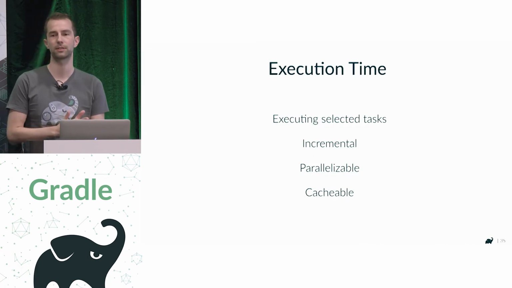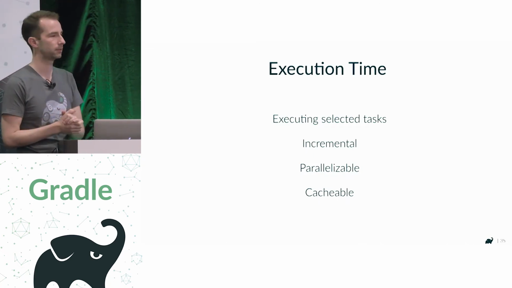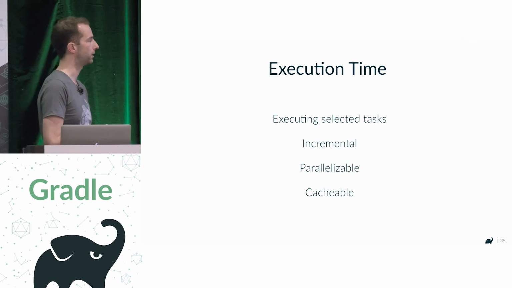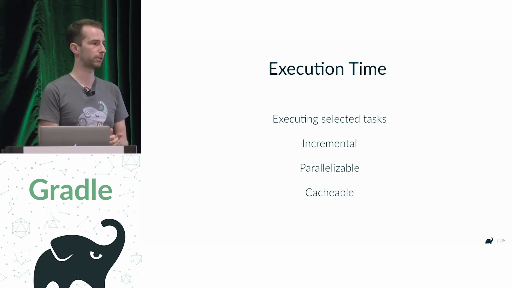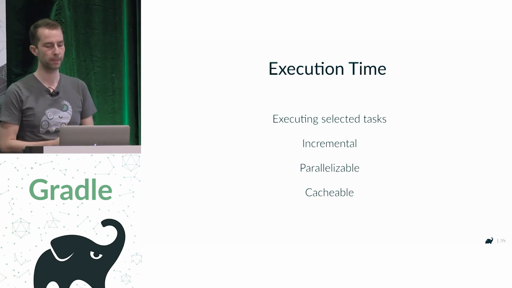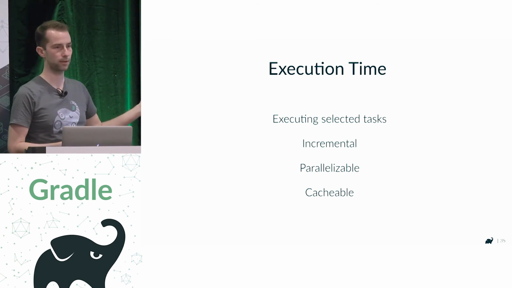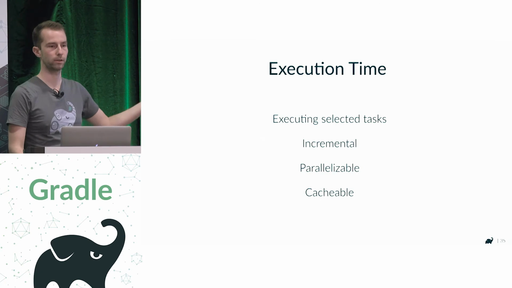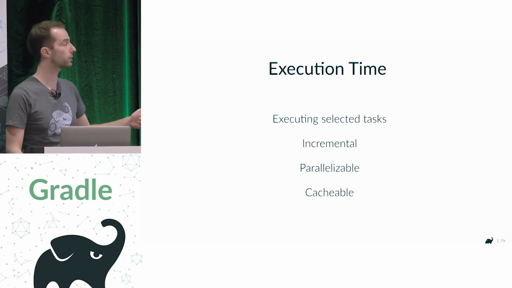So execution time consists of selecting the tasks that I need to run. So the user says assemble. Well, what does that mean? Okay, I need to compile Java, I need to process resources, etc., etc. Gradle will run those tasks incrementally, so it will only rerun those tasks whose inputs actually changed.